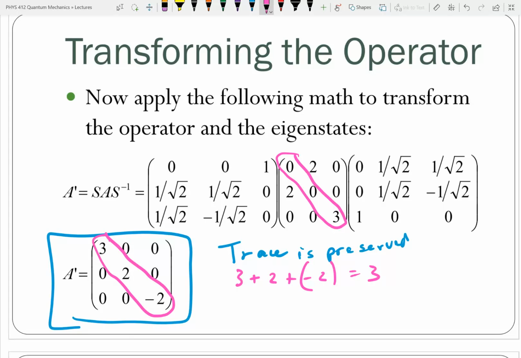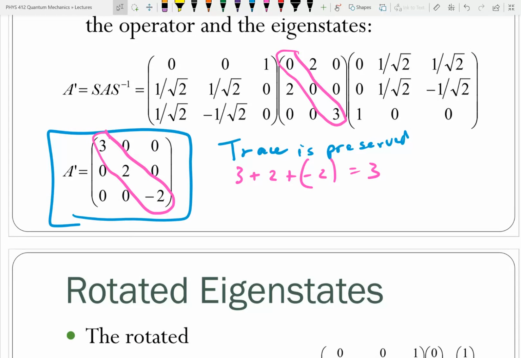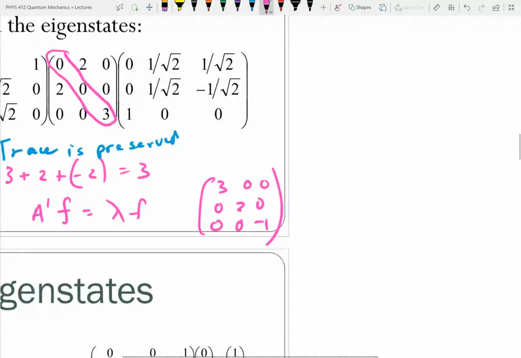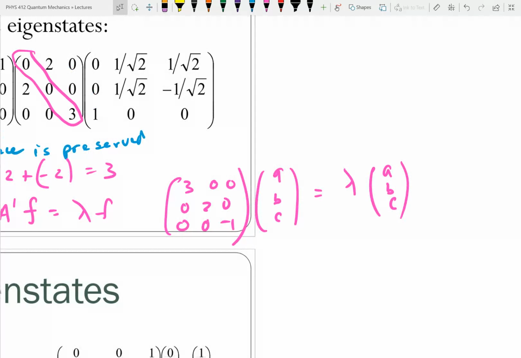We can immediately say the eigenstates that work with this are going to be 1, 0, 0, 0, 1, 0, and 0, 0, 1. Right, because if you have A prime, let's use F again, then that's going to give you the equations. Oh, yes, you're right. If you multiply those, you would have 3a equals lambda a, 2b equals lambda b, and minus 2c equals lambda c.